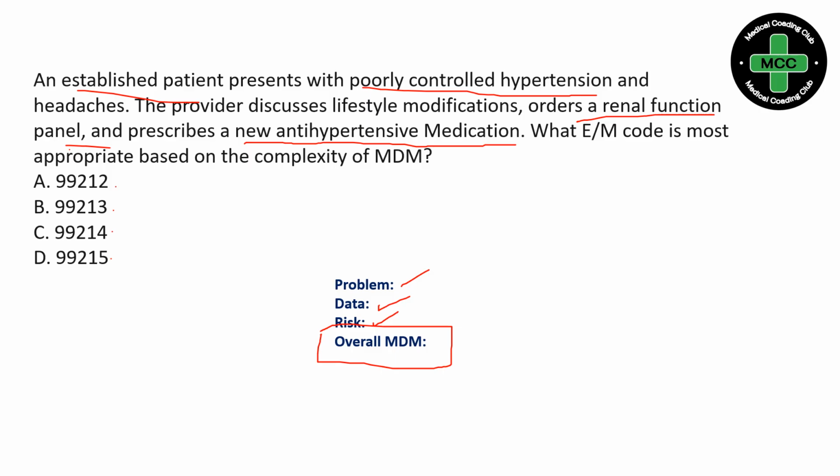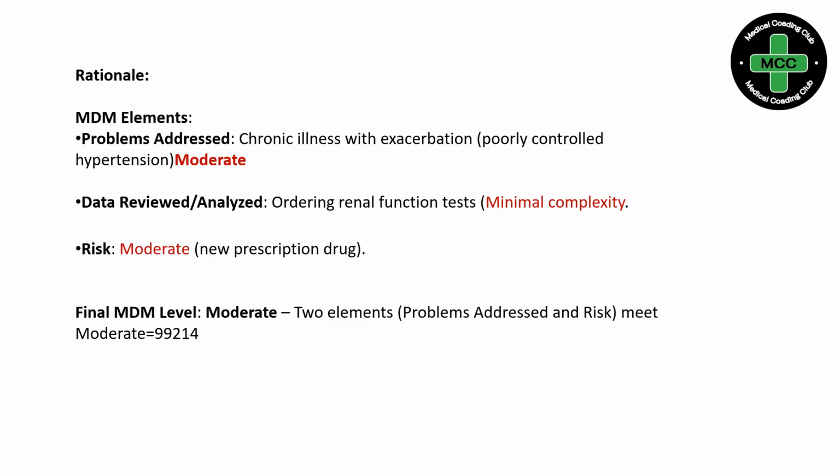Coming to the rationale, here for problem addressed, they documented poorly controlled hypertension, which will be in the moderate problem level because it is a chronic illness with exacerbation. Why is it getting exacerbated? Because the patient is also having headache. Okay, that is a sign that his hypertension is getting exacerbated. So hypertension, we know that is a chronic illness, and here since they documented headache, it is a chronic illness with exacerbation.